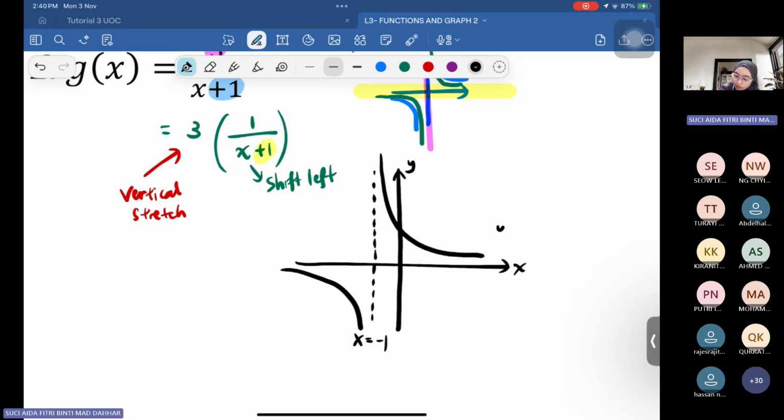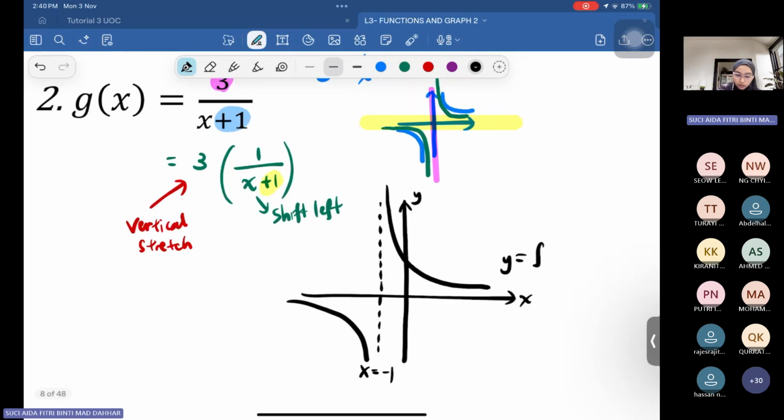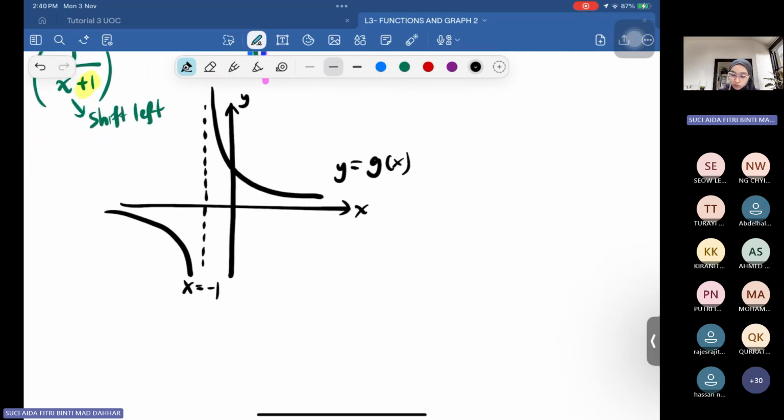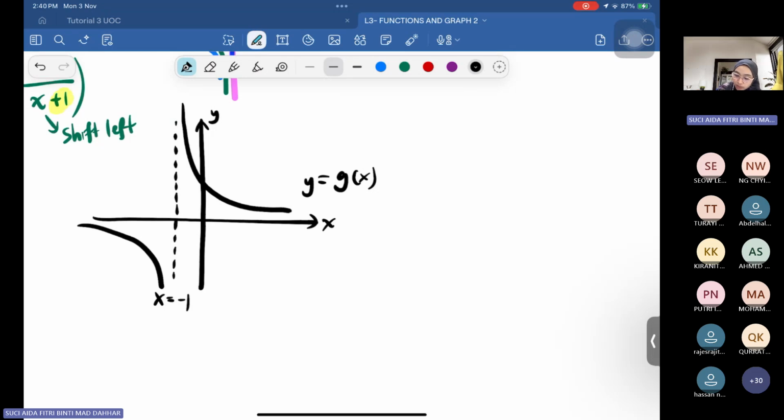This is our y equals to, this function is named as gx. So this is our graph, y equals to gx function. Are we done? Done, right? So we have the sketch already. Now we could answer the domain and range question. Now, could you tell me what is the domain of the graph G?